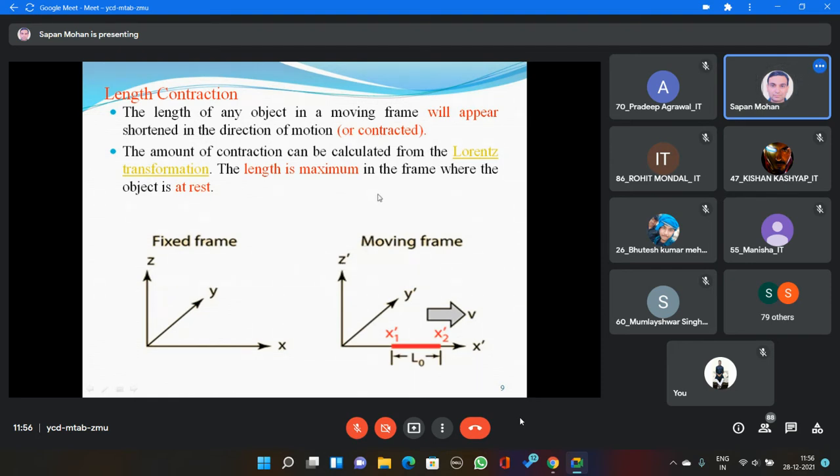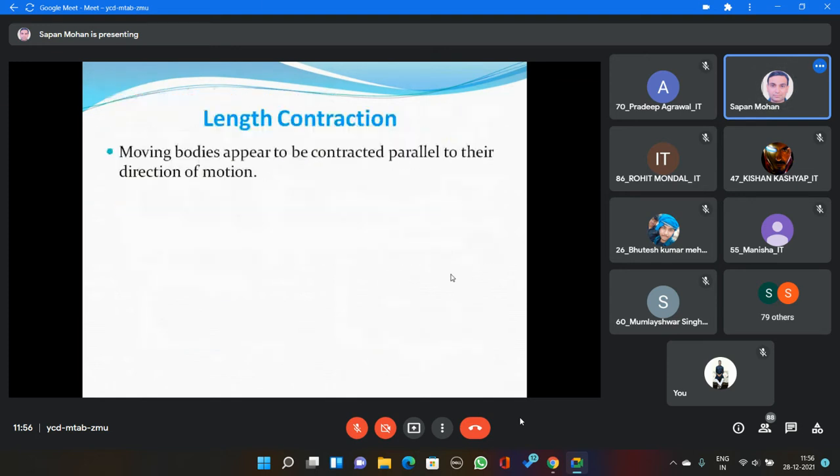First condition is that the frame is moving along the x direction. Second, the objects are moving with very high speed, that is velocity tends to c. Only then can this contraction be observed. Clear? So length contraction: a moving body appears to be contracted parallel to its direction of motion.